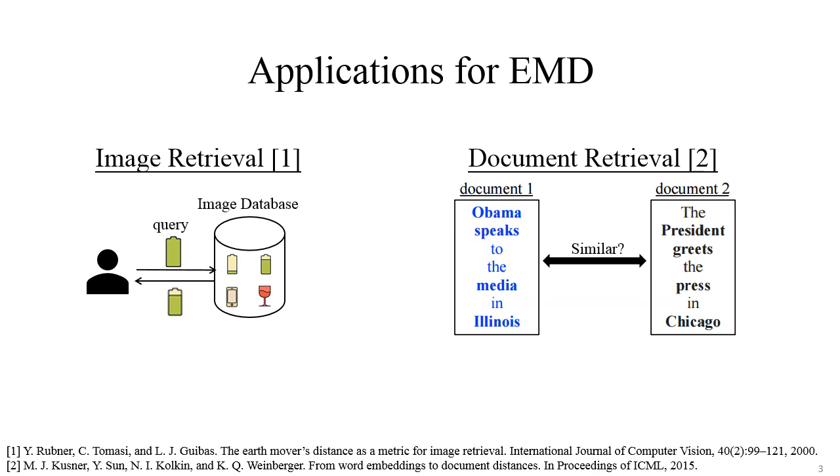EMD can be used in a wide range of applications in different communities, for example, computer vision, machine learning, and data mining. The two representative applications are image retrieval and document retrieval. The retrieval system represents each image or document as a feature vector. After that, it utilizes the Earth Mover's Distance metric to measure the similarity between the user's query, image, or document, and each object in the database. Lastly, this system returns k objects with the smallest distance values to the users.